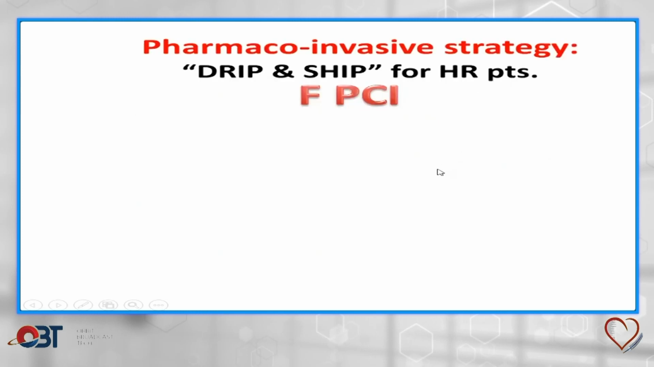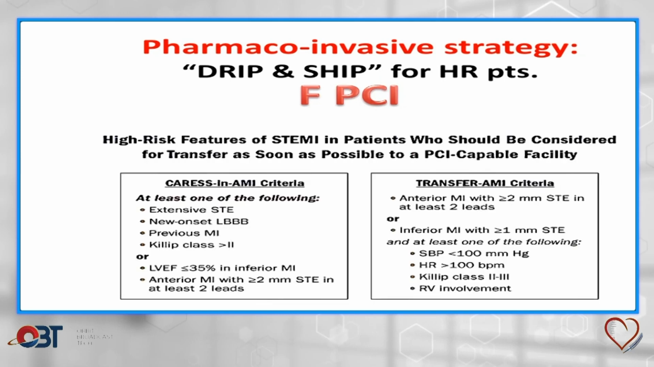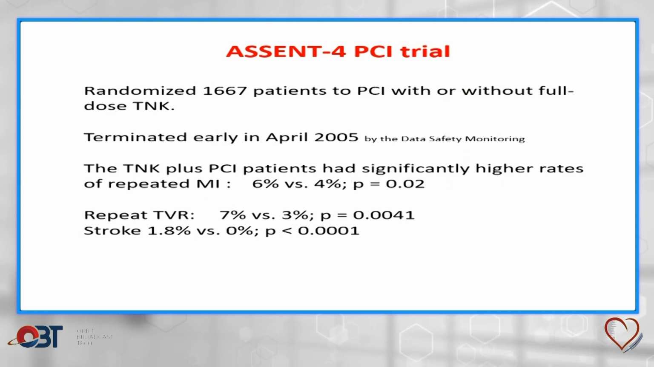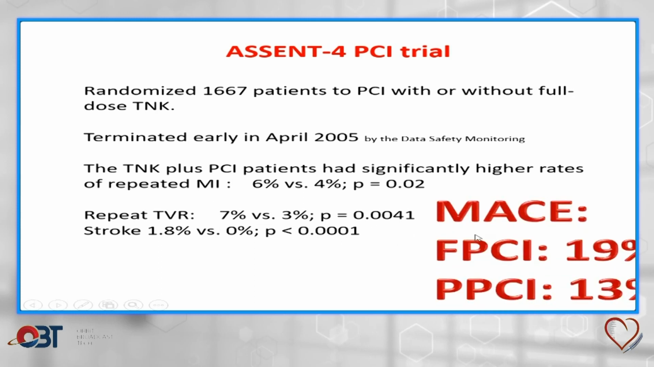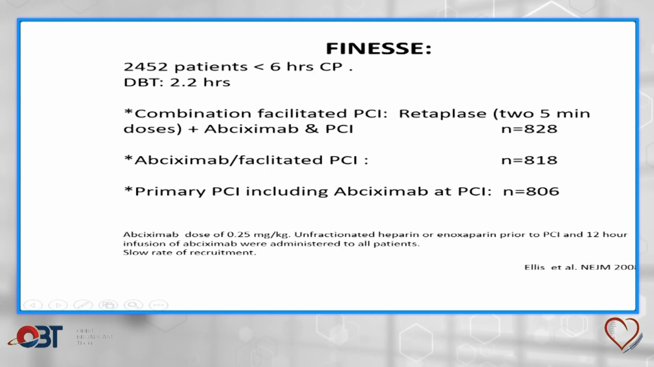Then came the facilitated PCI era, which was more of a drip-and-ship concept. High-risk patients were being transferred to major centers for primary PCI, and it was thought that this might make a difference. I will just put up a couple of studies. ASCENT-4 was one in which lytic TNK was used, and then patients were shipped and PCI was done. There was, in fact, much higher stroke in people who received this facilitated concept. Facilitated PCI had 19% MACE versus 13%.